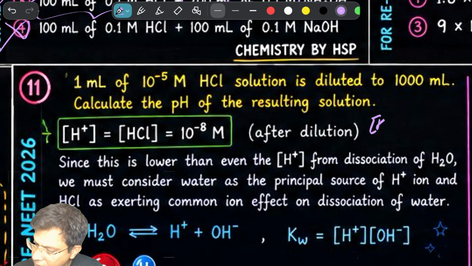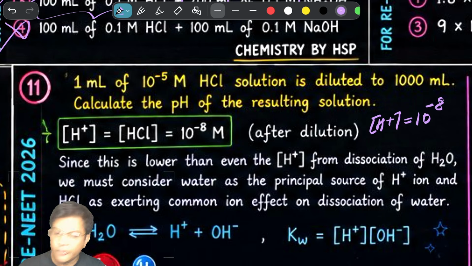H plus concentration will become 10 raised to power minus 8. So if you directly write it down, you will say, oh, the pH is 8. Some people will say the pH is 8. My dear students, if the pH is 8, that will be basic. But this is the acid HCl, so it can't be that.